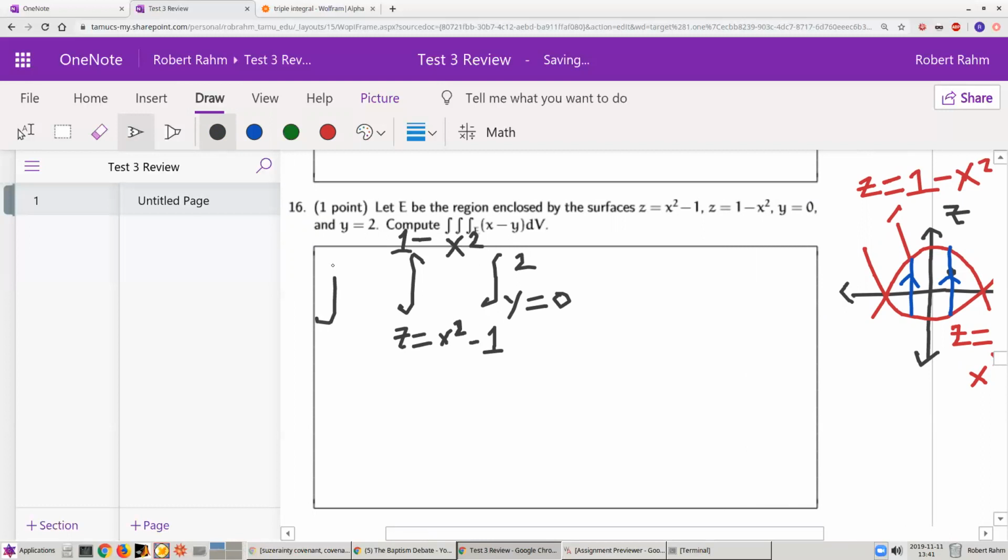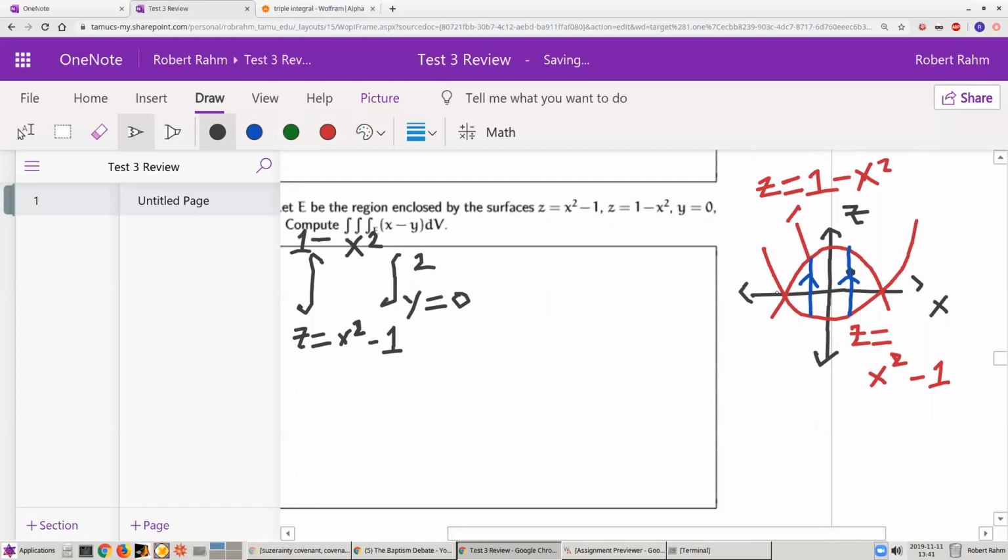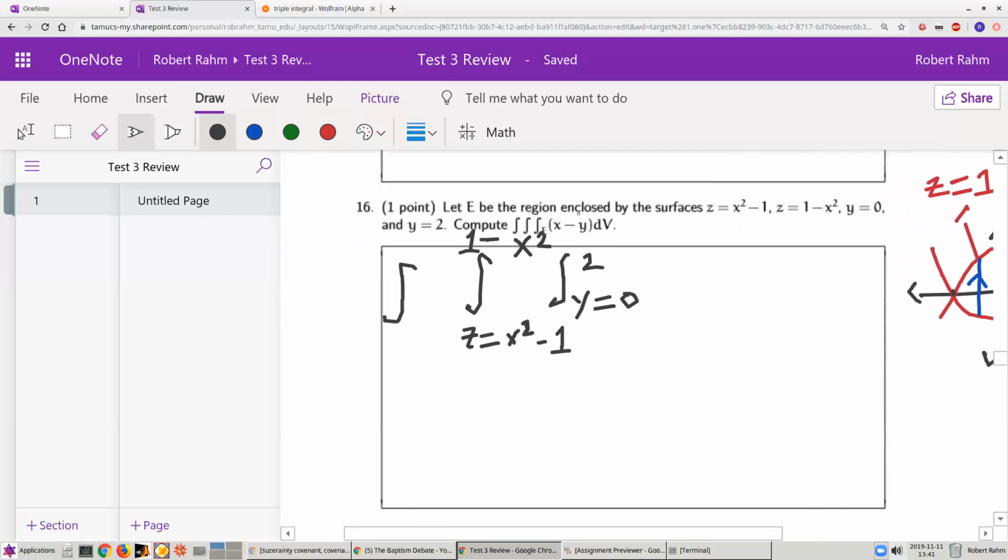And then lastly, the x integral. The x integral is going to go from this point to this point, but we already saw that the place where these two parabolas intersect is when x equals plus or minus 1. So now x is going to go from minus 1 to 1. We'll put in the dy dz dx, and the function that we're integrating is x minus y.